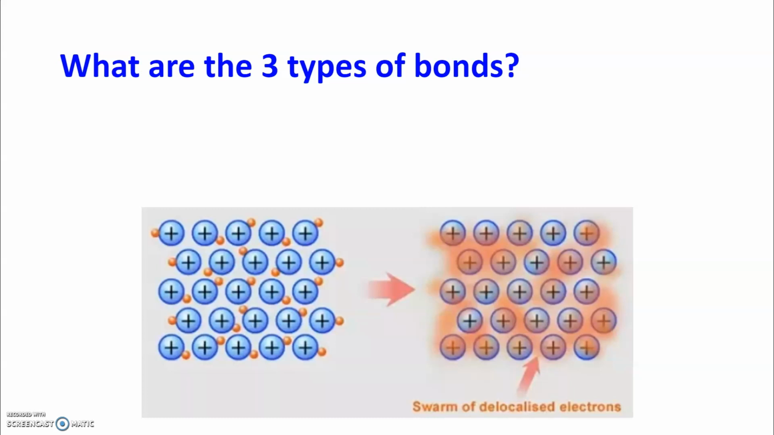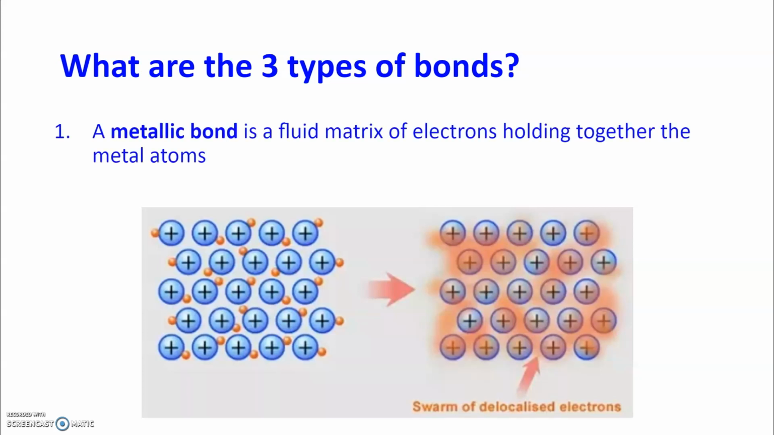The three types of bonds are as follows. The first type is a metallic bond, and it's a fluid matrix of electrons holding together the metal atoms. That can be kind of hard to visualize, but in the image below, it shows how the metal atoms, which are shown in blue with a big plus sign, might have one or more electrons that are available in their valence to move around, and they just start all sharing all their electrons at the same time. It's like a big happy electron sharing commune.